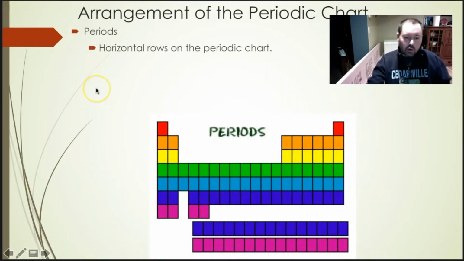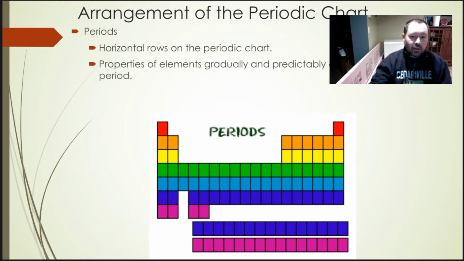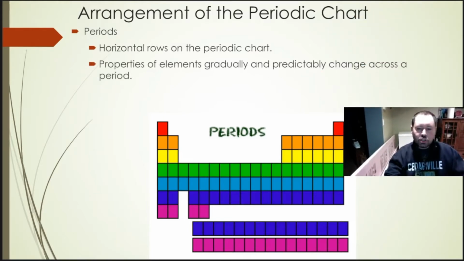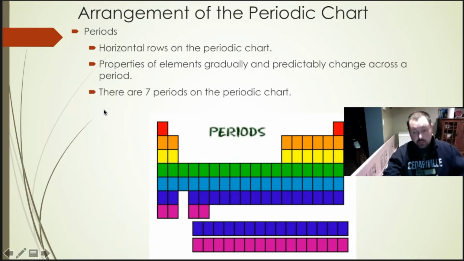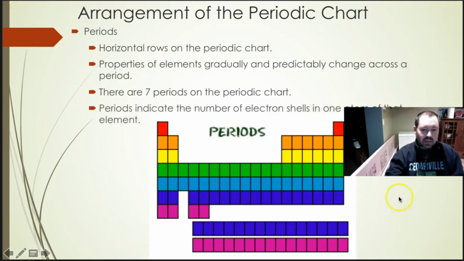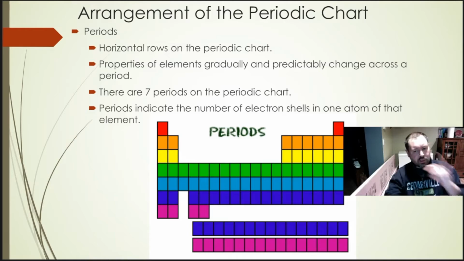On the other hand, the horizontal rows that go side to side are called periods. And the properties of elements gradually change as you go across a period. So we've got this red one right here is period 1. The orange is period 2. The yellow is period 3. The green is period 4. And we just give them numbers. So there are 7 periods on the periodic chart: 1, 2, 3, 4, 5, 6, which includes these, and 7, which includes these. So that makes 7 periods on the periodic chart. Pretty sure there's some questions about periods and families on your test.